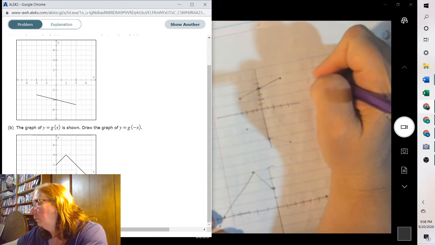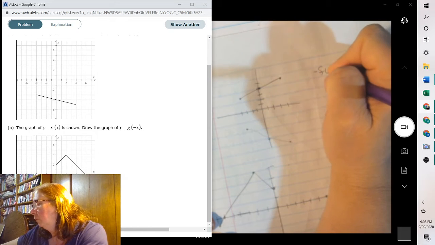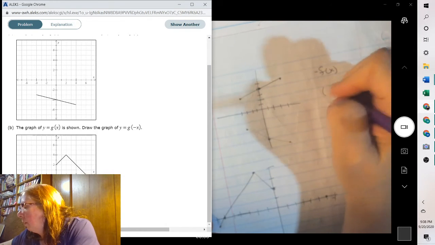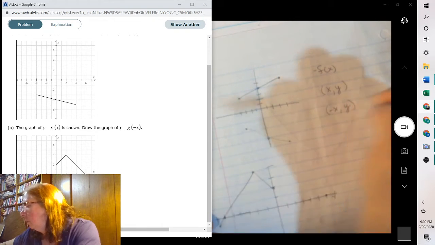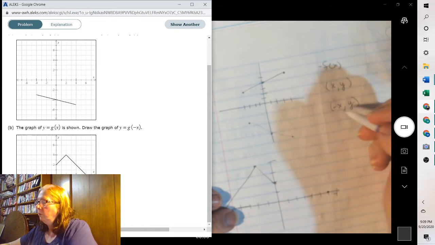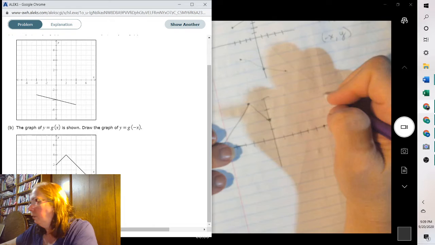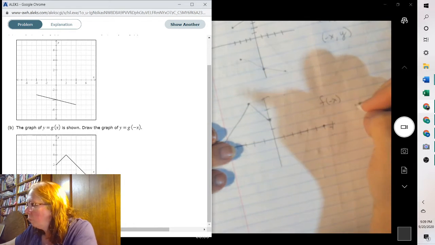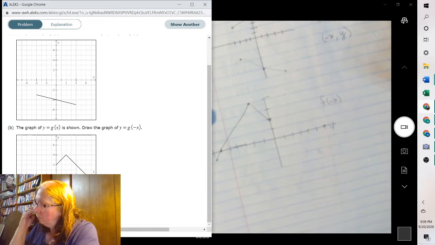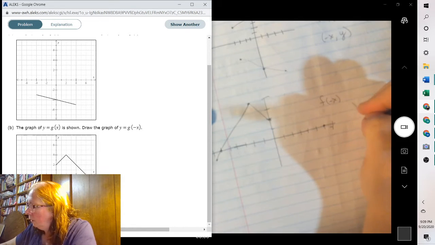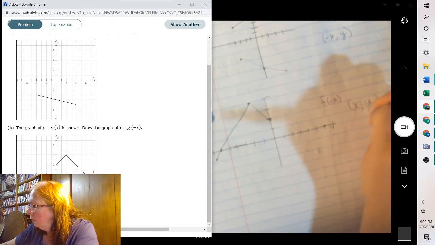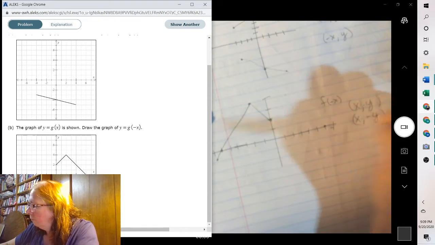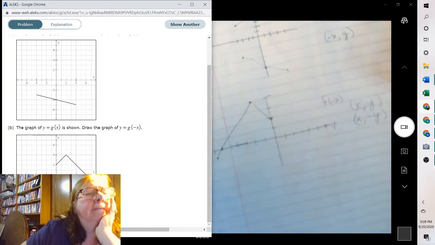So what you're doing when it's on the outside looks like this. So it's switching the sign on the x. When it's on the inside, then it's x, y becomes x, -y. Yeah, they want you to graph it.